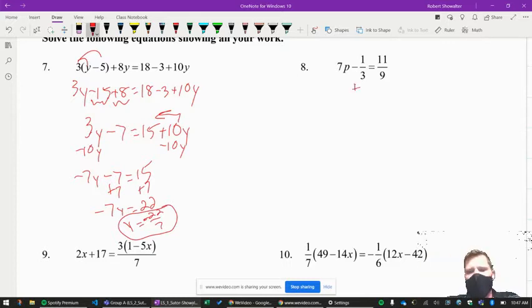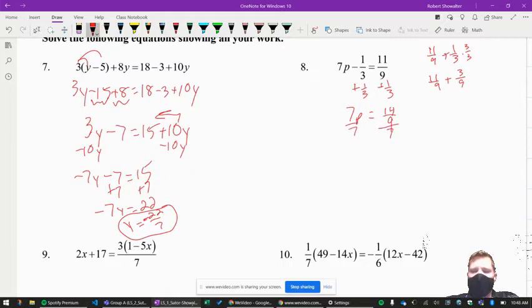All right, here we go. On this one, we're going to add 1/3. So we're doing 11/9 plus 1/3. What is that? We're going to multiply 3 and 3 to get the common denominator. So we get 3 over 9. So we get 11 plus 3, which would be 14/9 equals 7p. We're going to divide by 7.